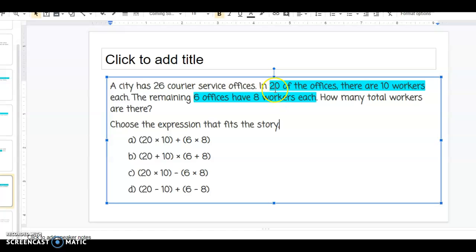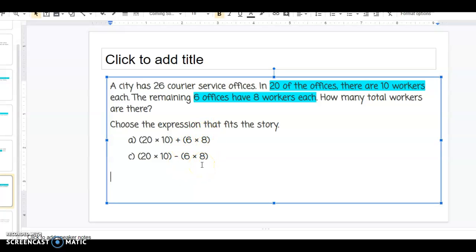So I need to take my 20 times 10, which I'm going to look and see which one has that, because it's 10 workers each. That means each one of those 20 offices has 10 workers, 10 workers, 10 workers, 10 workers. So I'm multiplying. I can see A and C have that 20 times 10. B is not going to work because it's adding 20 plus 10. And D is subtracting 20 minus 10. We're not doing that. So I have 20 times 10. That represents my 20 offices with 10 workers each. Now I have 6 offices with 8 workers each, which is 6 times 8. So both of these are going to work for my second step here.